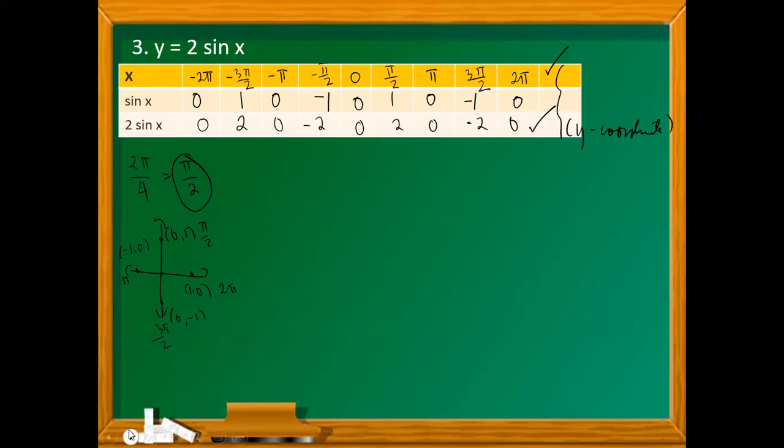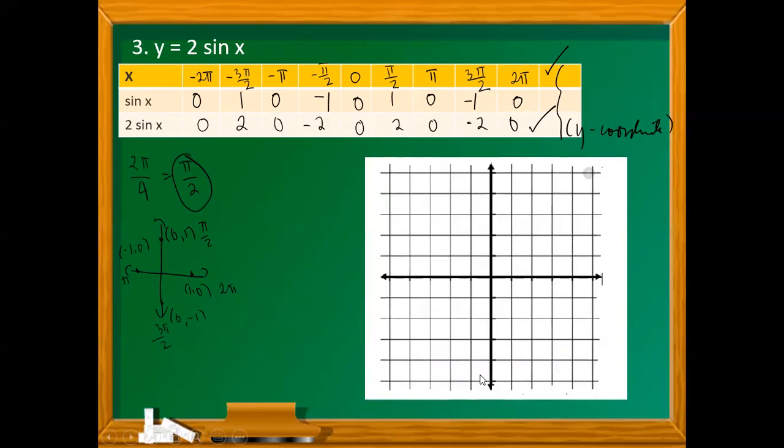So plotting the points, let us assign this as pi over 2, pi, 3 pi over 2, and this as 2 pi. So this is negative pi over 2, negative pi, negative 3 pi over 2, and then this is negative 2 pi. So let's assign this as 1, and then this as 2, negative 1, this as negative 2.